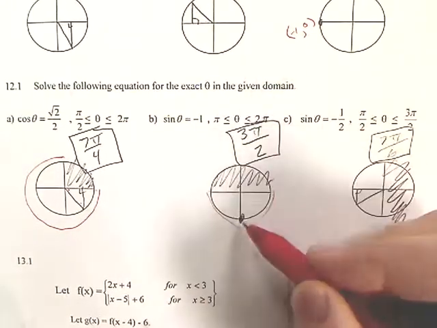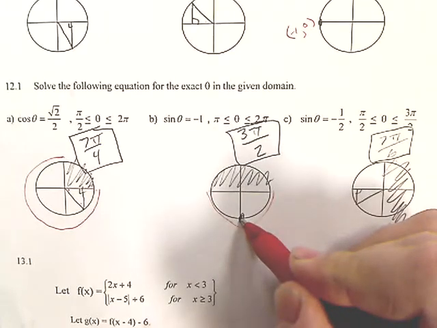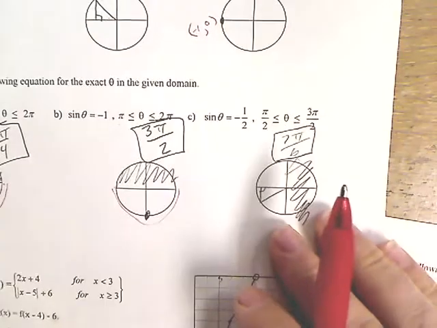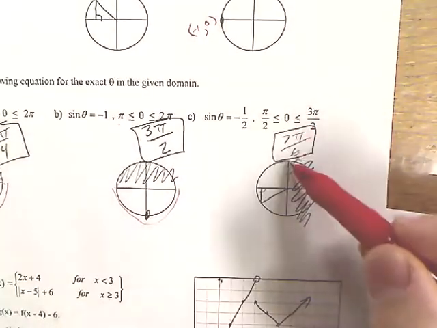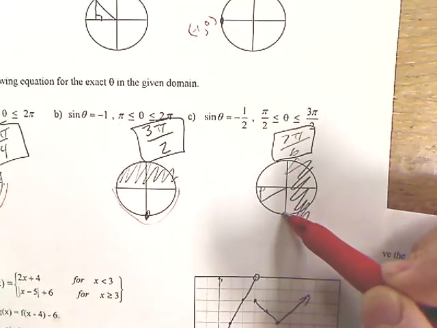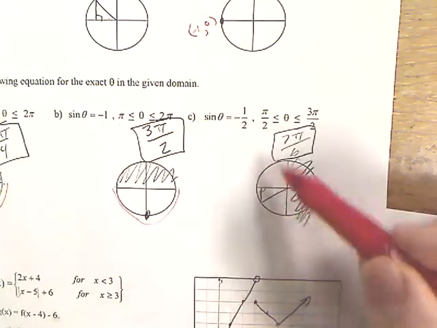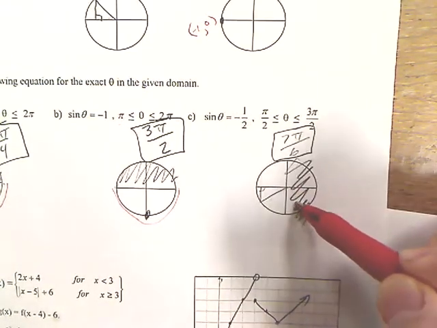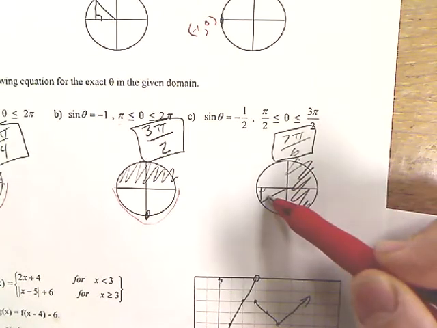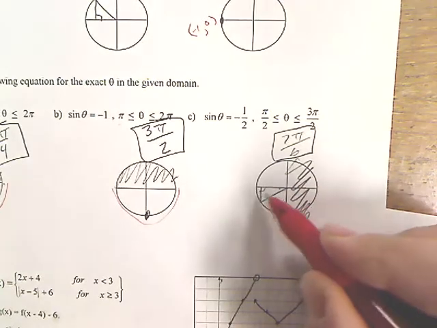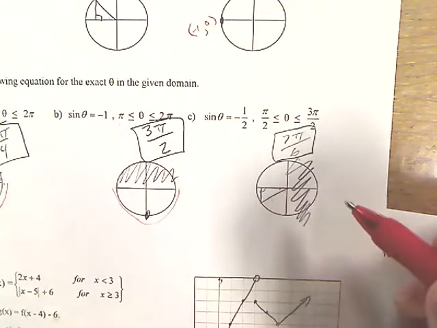Sine is negative 1. That is the y value of negative 1, so that's 3 pi over 2. Pi over 2 all the way to 3 pi over 2. And then sine has got to be negative, so it's only down here and here, but we crossed that part out. So it's just over here, so 7 pi over 6. Since I know that reference angle is 30, it's always across from the half.